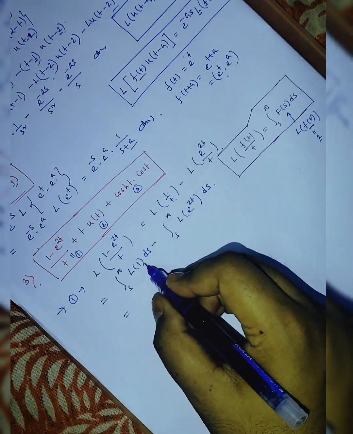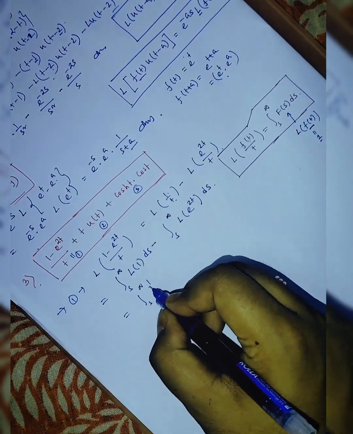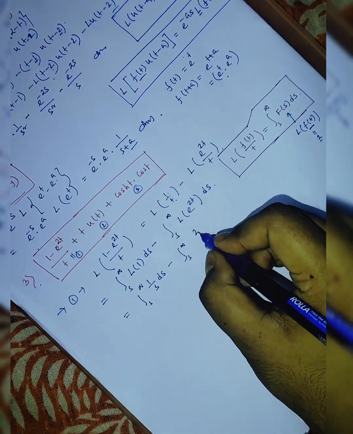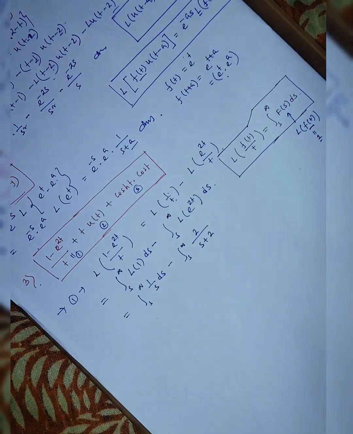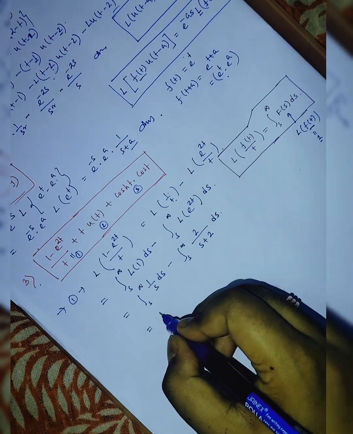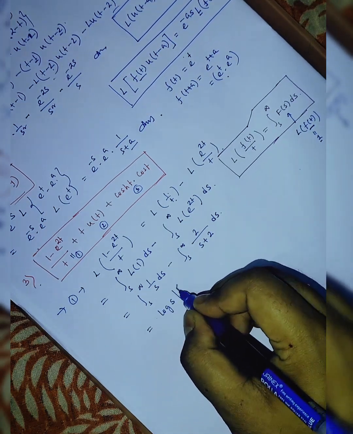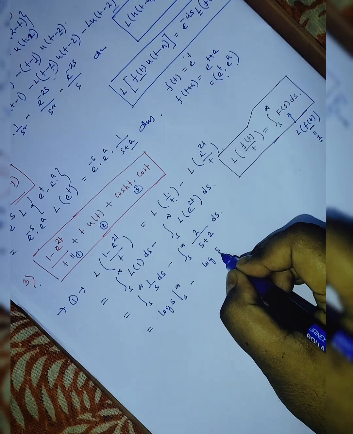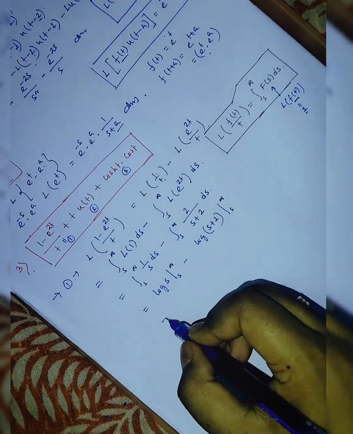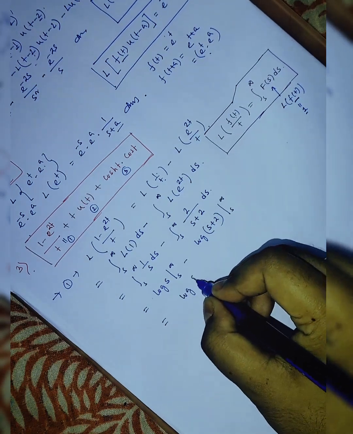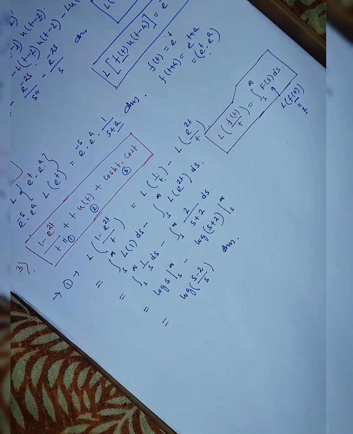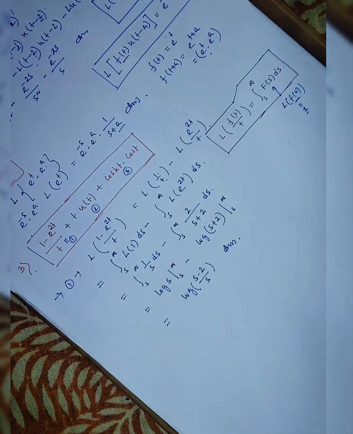Now you know L of 1 equals 1 by s, so integral from s to infinity of 1 by s ds minus integral from s to infinity of L of e to the power 2t, which you can write as 1 by s minus 2, ds. Now what will you get? Log s from s to infinity minus log of s minus 2 from s to infinity, and if you substitute this, you will get log of s minus 2 by s. So this is the part 1 answer. Now I am going for part 2.